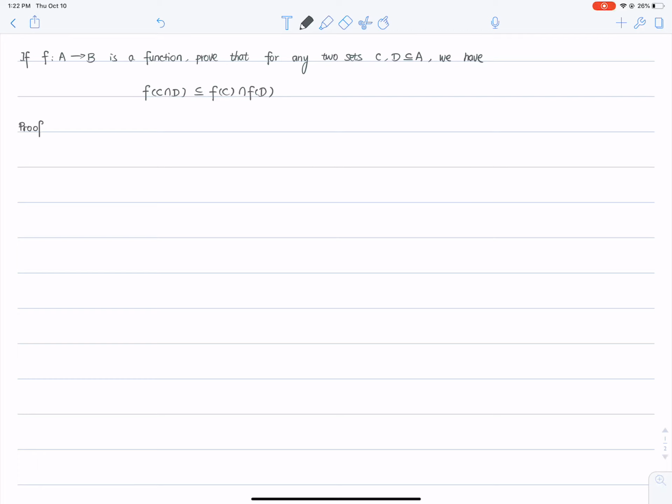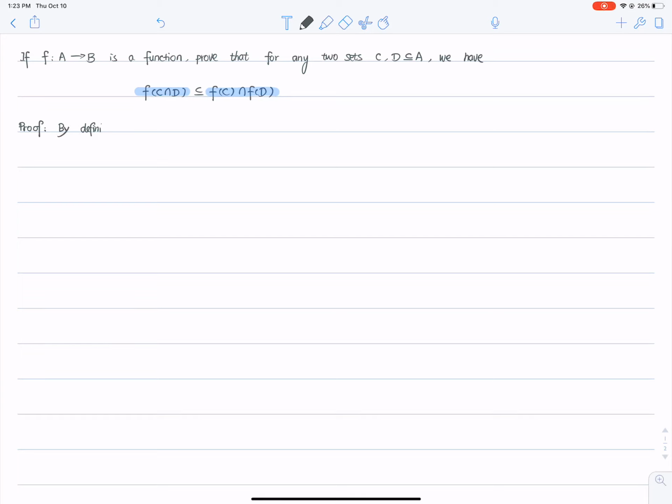Proof. For this question, it's actually quite similar to the set equality question we've done before. As always, you need to pick an arbitrary element from this and show that that element is actually an element of this as well. So, before we actually do that, let's go over the definition.